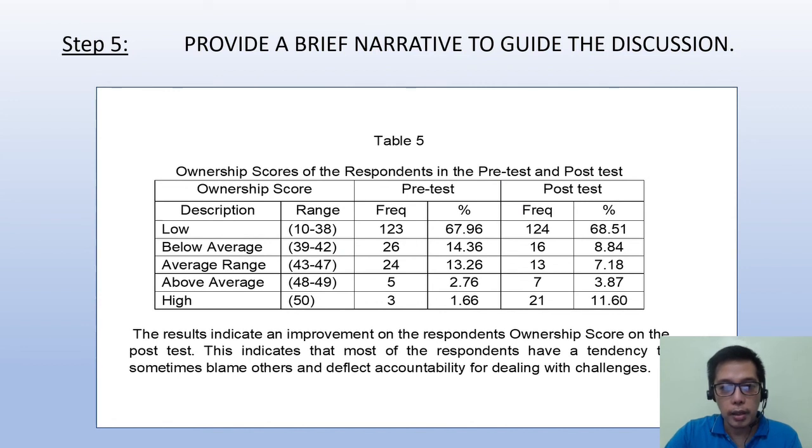We have here an example of a table that provides a brief narrative guide about the discussion. The results indicate the improvement of the respondent ownership scores on the post-test. This indicates that most of the respondents have a tendency to blame sometimes others and deflect accountability for dealing with challenges.